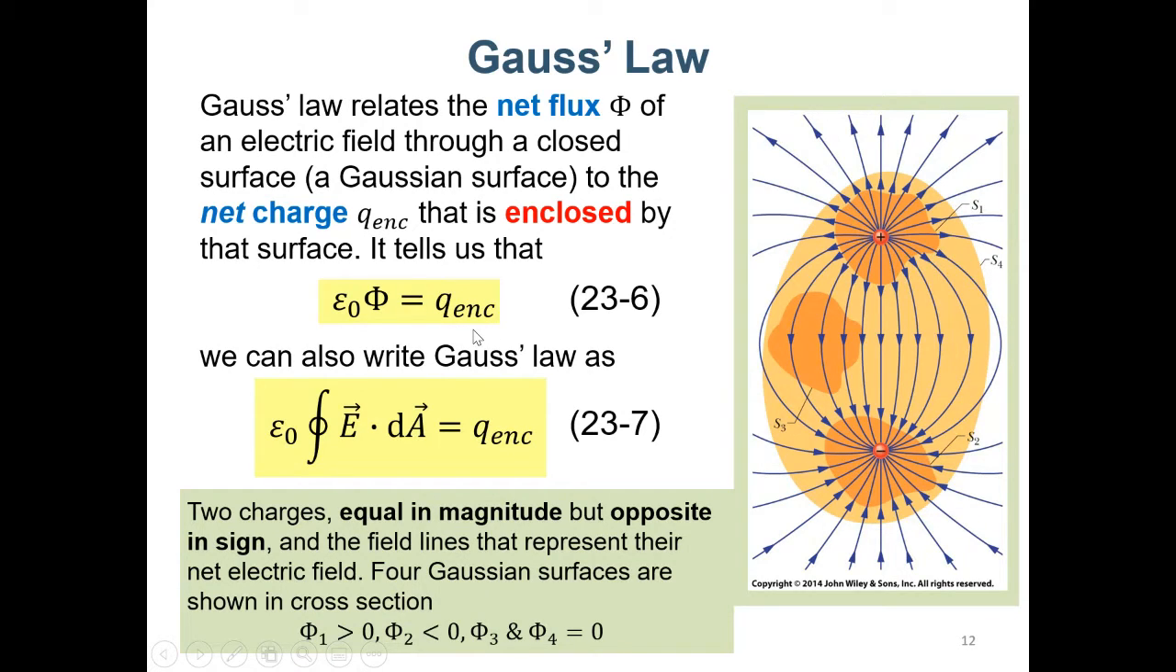Q enclosed is somehow like what you have learned, F equals ma, or in circuit analysis, V equals IR. So it's a very beautiful expression. You only have 3 variables, so if you know 2 of them, then you can calculate the other. But this one is not very easy to use.